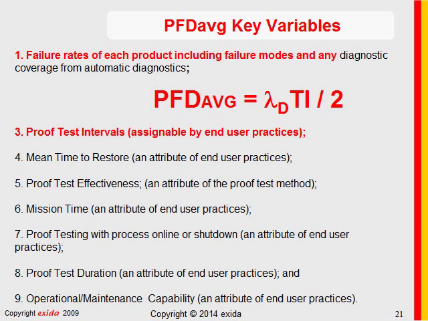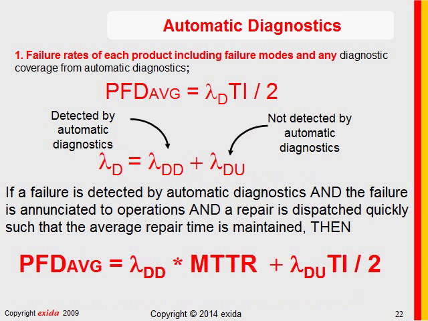Now, what variables have we covered so far? We've covered number 1. We want the dangerous failure rates. And we've covered number 3, the proof test interval, the variable TI. Makes sense so far? Okay, so far we have 2 variables for PFD average. Okay, what about the other 7? All right, be patient, we'll get there.